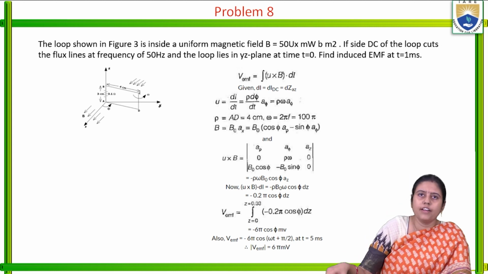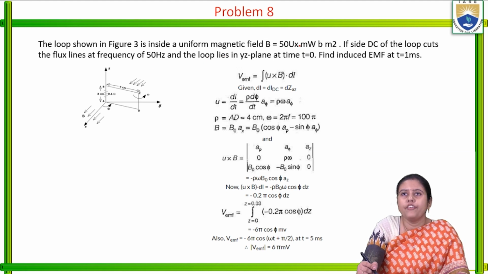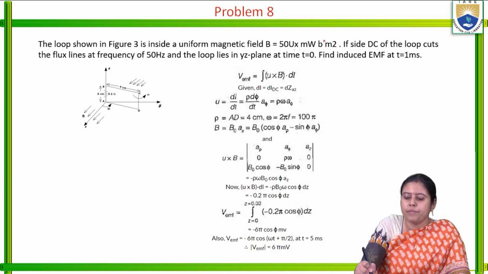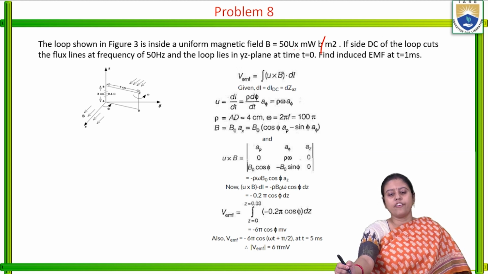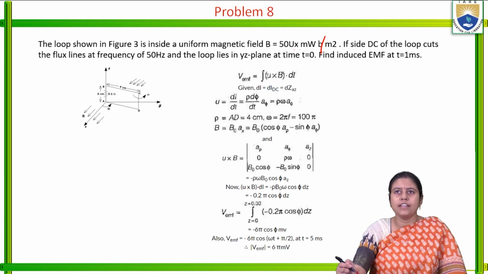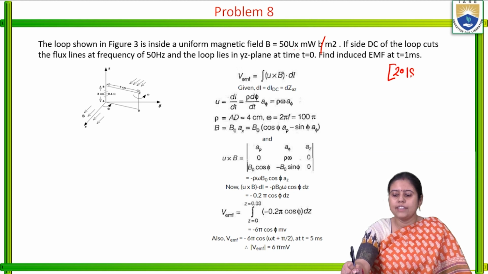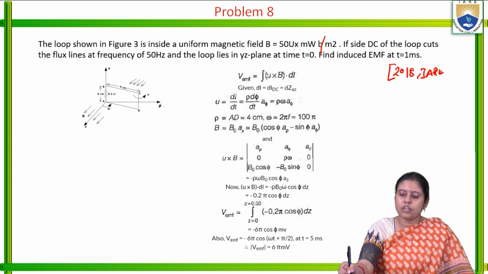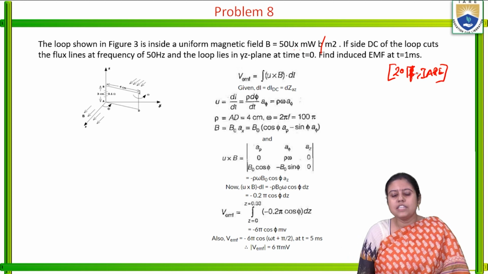The loop shown in the figure is inside a uniform magnetic field of 50 a_x milliweber per meter square. If the DC of the loop cuts the lines of flux at a frequency of 50 Hz and the loop lies on the YZ plane at t equals 0, find the EMF at t equal to 1 second. This problem already came in the 2018 and 2017 IARE exams. This problem is a little tricky problem.